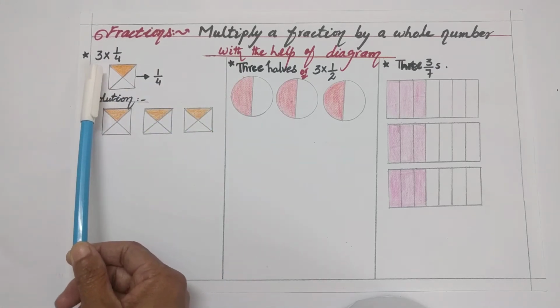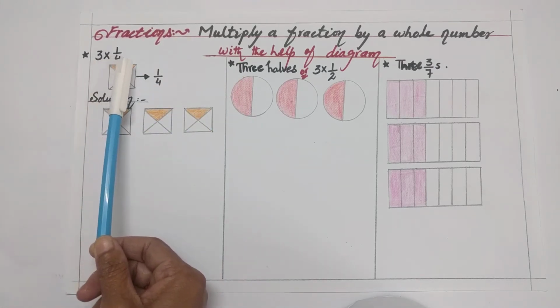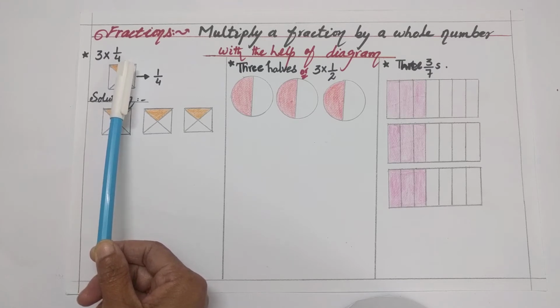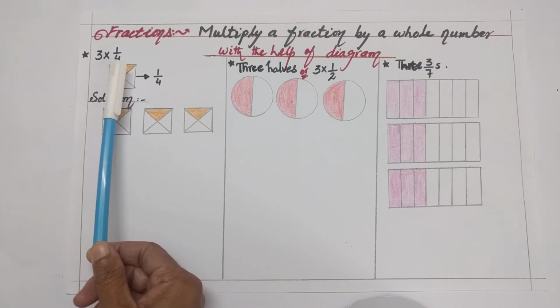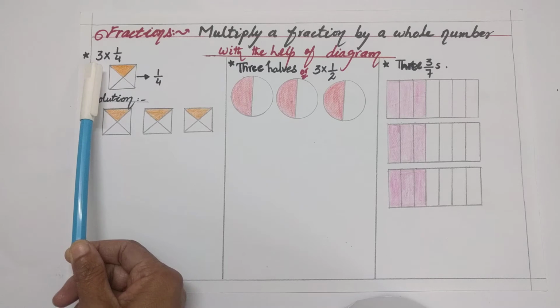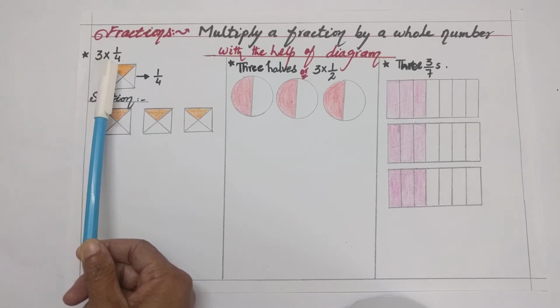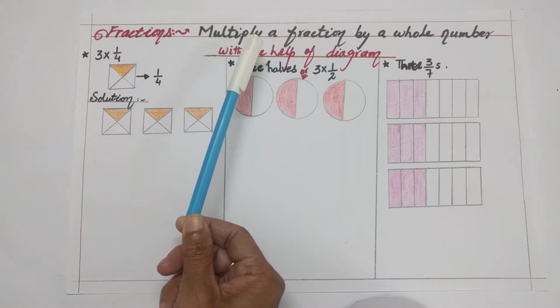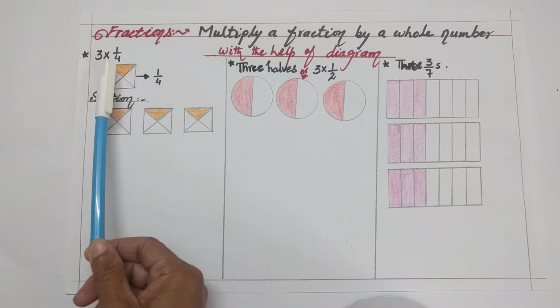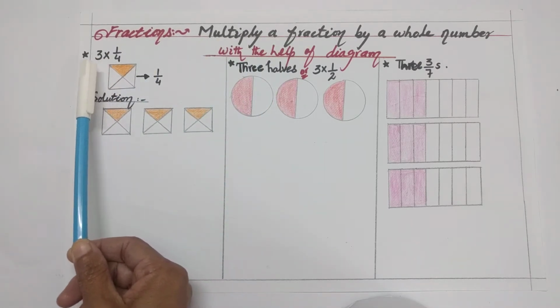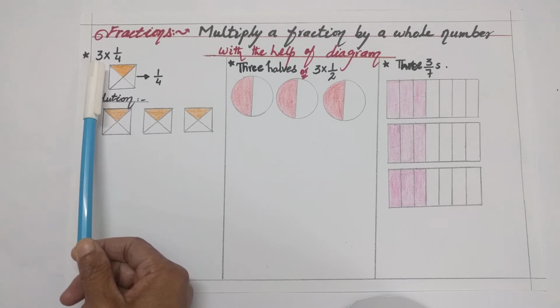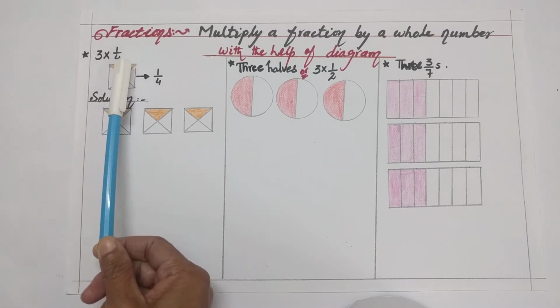First example is 3 multiplied by 1 by 4. In this example, 3 is a whole number and 1 by 4 is a fraction. As our topic is multiply a fraction by a whole number, in this example there are two parts. The first one is the 3, and 3 is a whole number and 1 by 4 is a fraction.